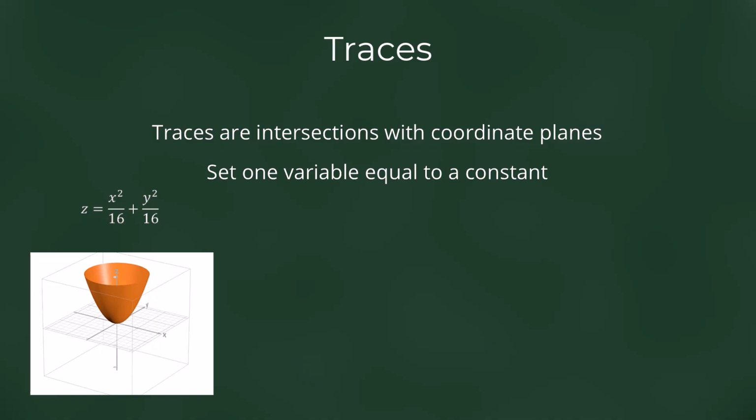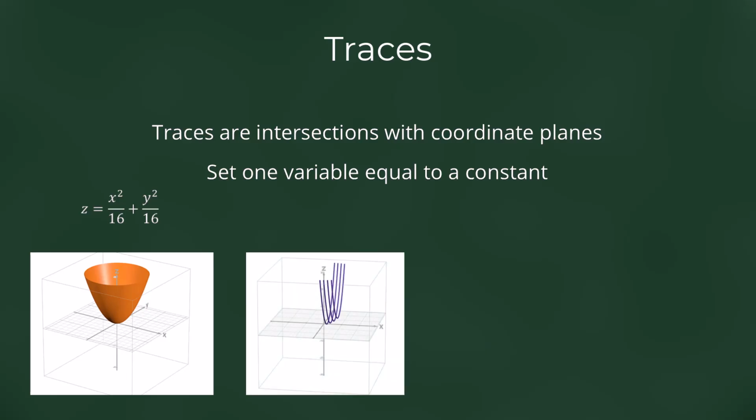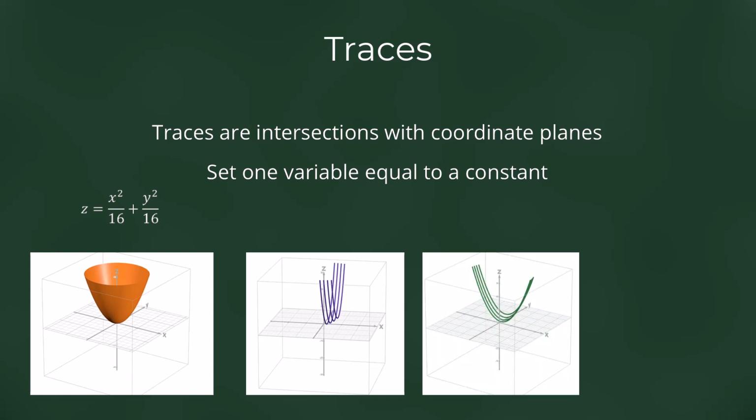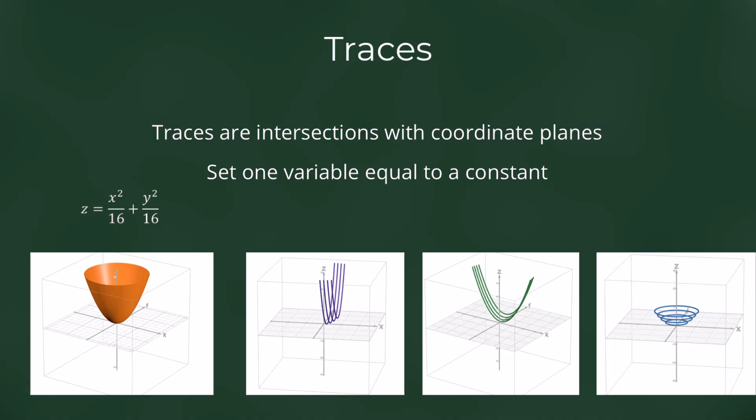We can get three different kinds of traces in an equation like this. If we replace x with some number c, we'll get a series of parabolas that are each parallel to the x-axis. If instead we replace y with c, we still get parabolas, but this time those parabolas are parallel to the y-axis. Replacing z with c gives us a series of circles, each of which is parallel to the z-axis.